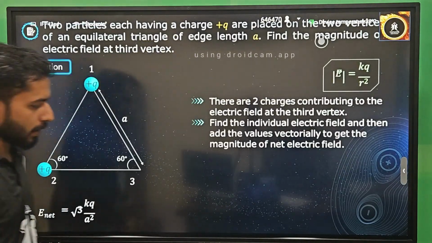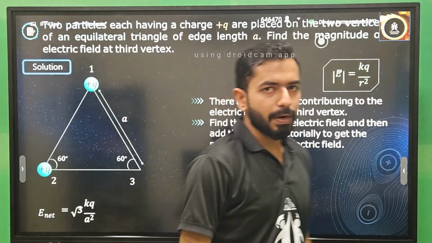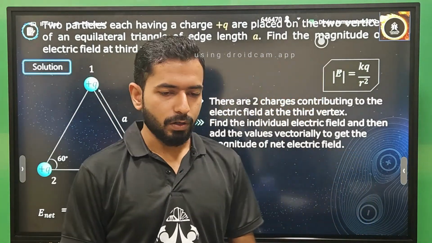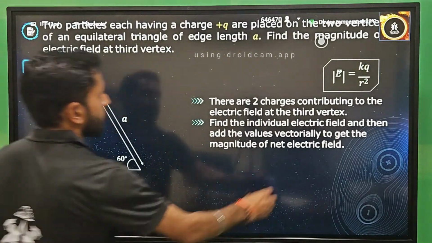Now let's see from this question, you will better understand how to apply the formula and how to find the directions as well. This question will make a lot of things clear. Okay, so let's see.